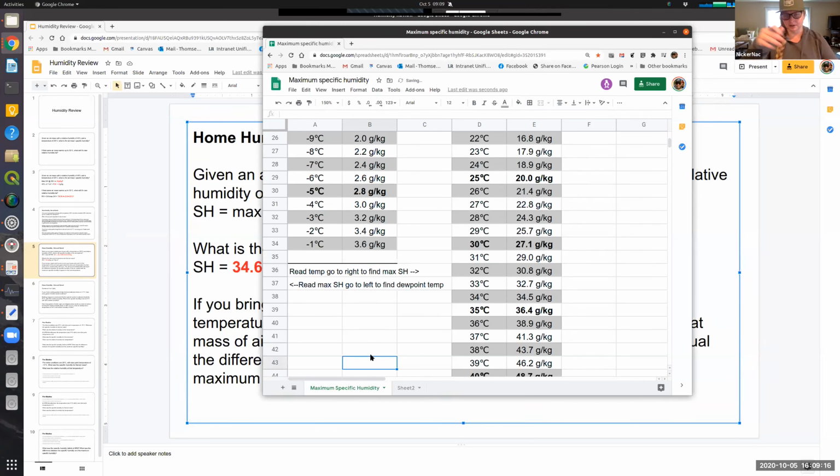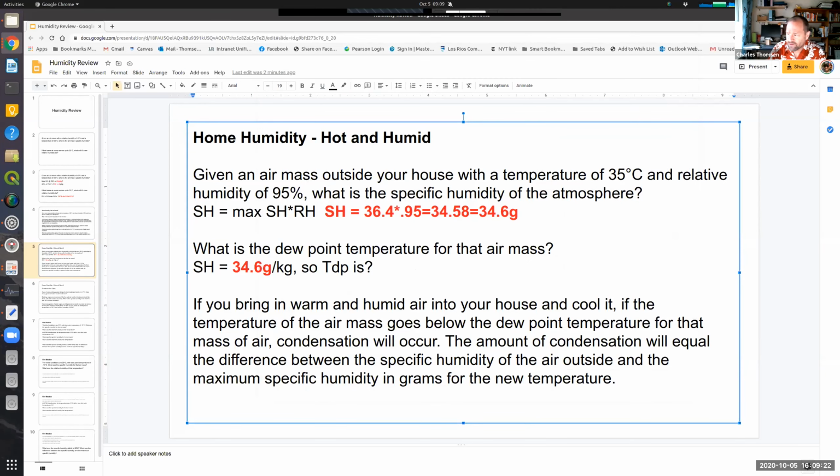And I found the online version, so that's way easier because I can click between the sheets. I just added it to the maximum specific humidity chart, so it's there on both places now. Oh, okay, cool.